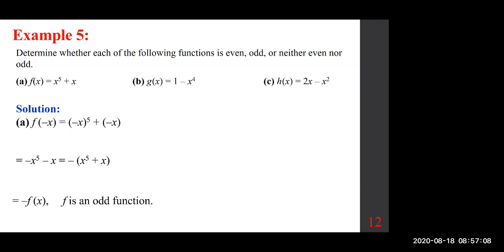Part B, we look at g of negative x, 1 minus negative x to the power of 4. Because the exponent is even, it remains unchanged. It is identical to g of x, therefore it is an even function.